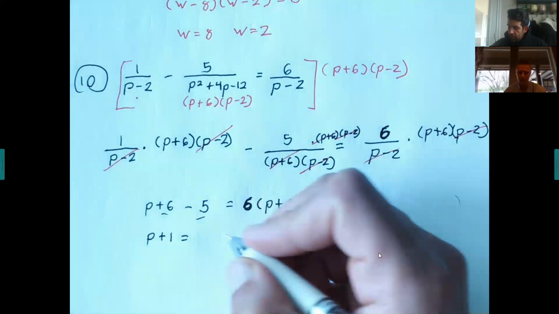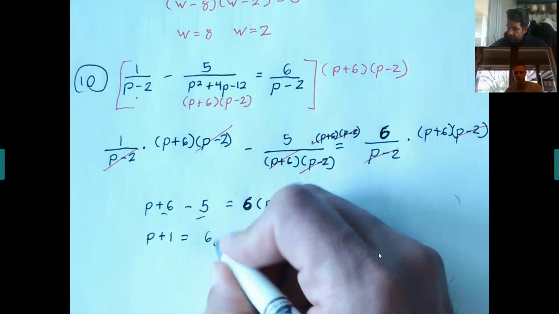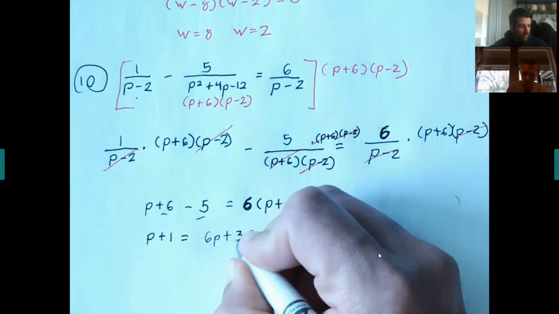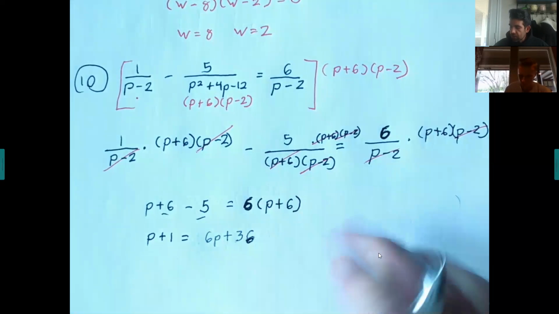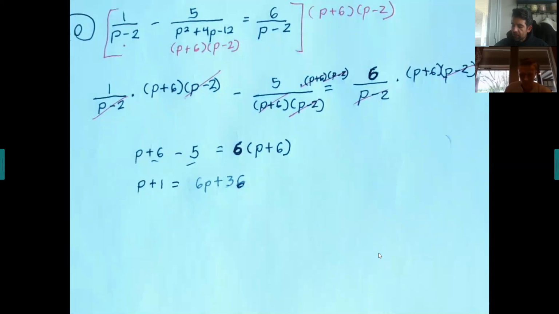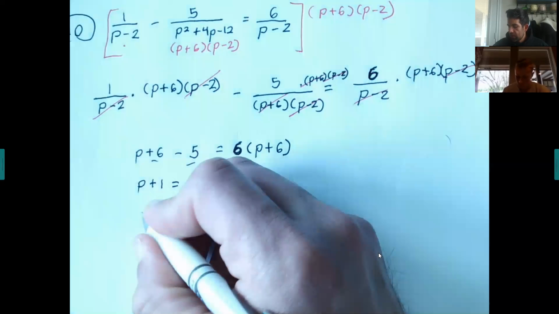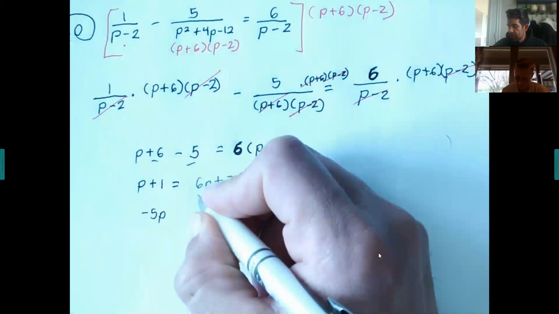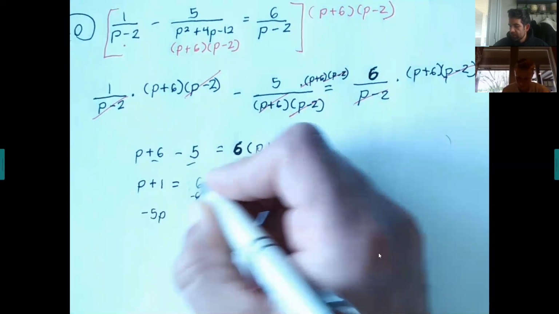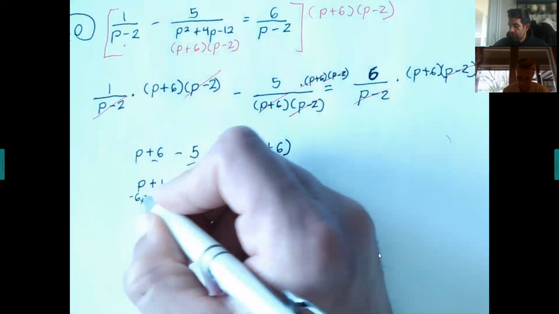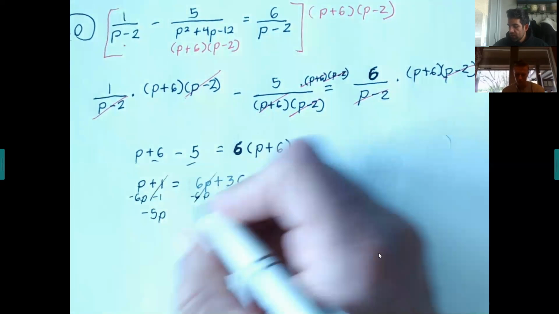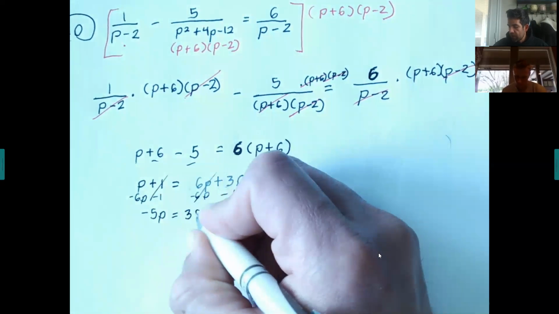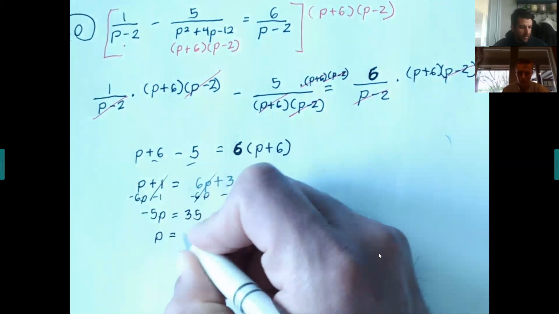Okay, so this right here is going to be 6P plus 36. And at that point, I'm just going to solve. Okay, so I'm going to subtract 6P from each side. And then I want to subtract the 1. So this is going to give me a positive 35. So P is equal to negative 7.